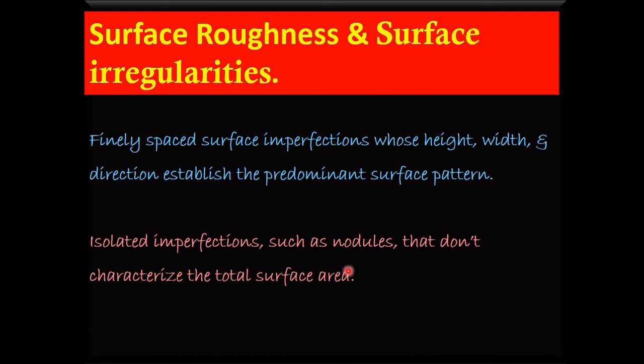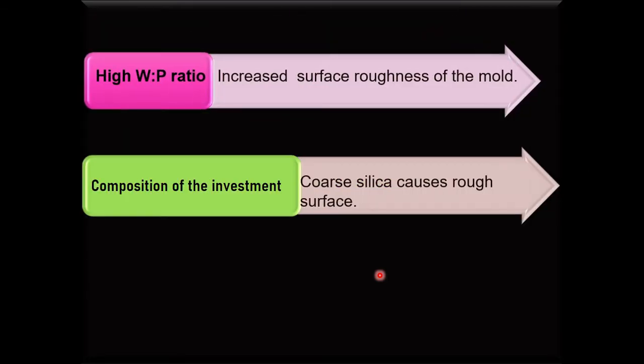The excessive roughness or irregularities of the casting necessitate additional finishing and polishing of the casting, and if the surface irregularities are present in critical areas, obviously we need to redo the whole casting. So what factors cause the surface roughness and irregularities?